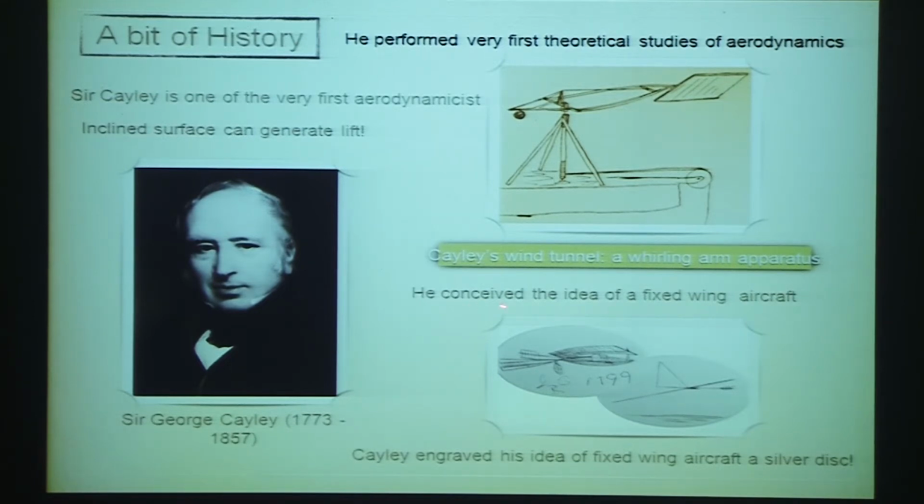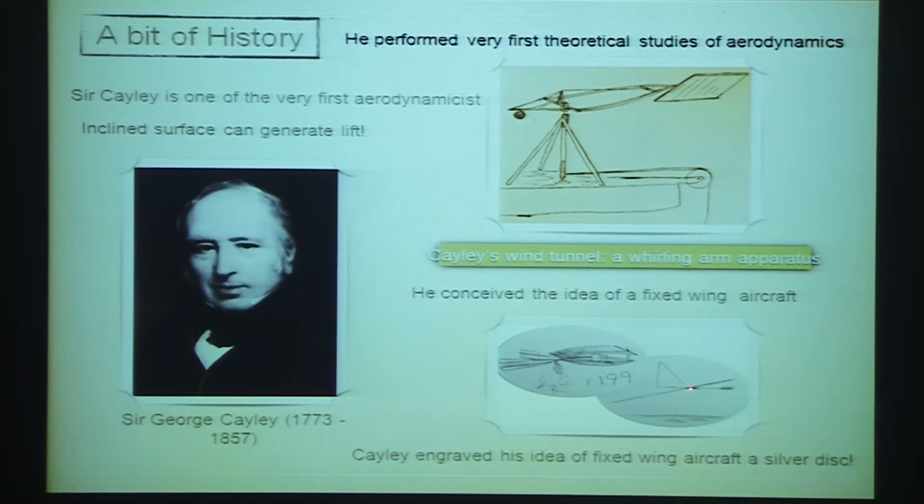And the most important thing is he conceived the idea of the fixed wing aircraft. He liked the idea so much that he wanted to make it permanent, so he engraved it on a silver disc. This is his silver disc. This is a fixed wing, and you notice that the wing is not flat, it's a curved surface. So he knew that a curved surface can generate lift, and this is a vector diagram on the other side of the disc.